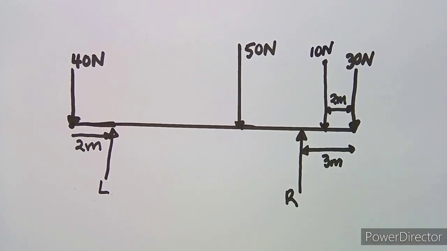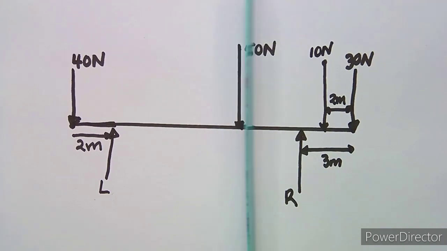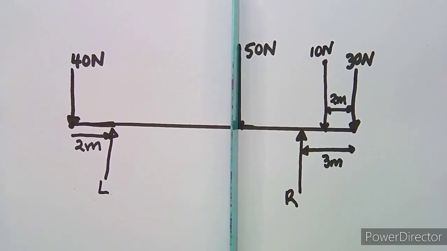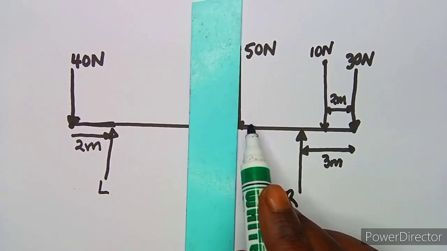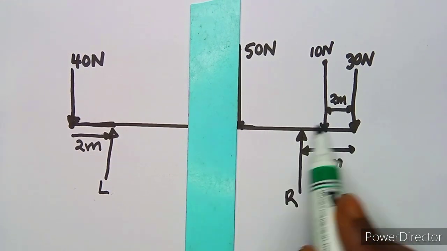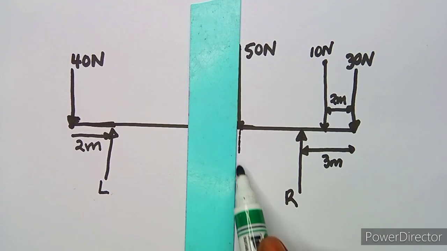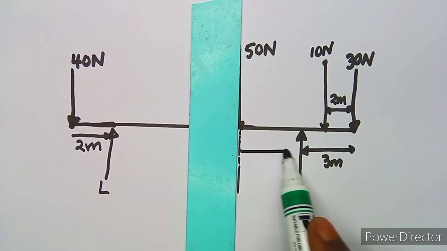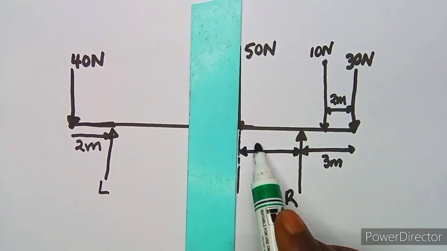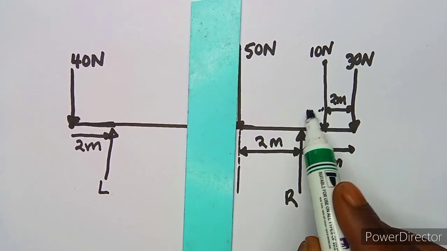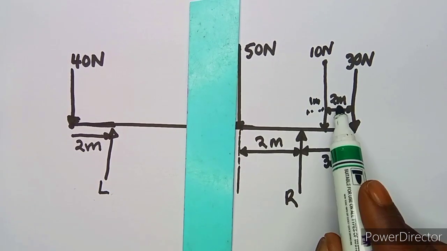And remember guys, this 50 Newton is the one that we took from the distributed load of 10 meters, and we said it's going to divide into 5. So from this point here to this point is going to be 5, but because of the 3 meters that I'm having here, I'm going to remain with the 2 meters out of 5. Okay, and also here I'm going to have 1 meter because it's supposed to be 3 and I'm having 2 and 1.